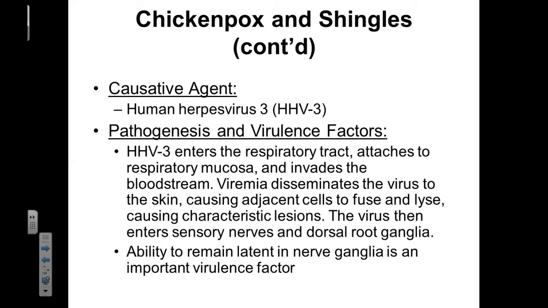Both chickenpox and shingles are caused by the same thing, human herpes virus 3, HHV3. Human herpes virus 3 is going to enter via the respiratory tract and attach to our respiratory mucosa and then invade our bloodstream. The viremia is going to disseminate the virus into our skin. As that virus is disseminated into our skin, adjacent cells will fuse together through syncytia and then lyse, causing our characteristic lesions.